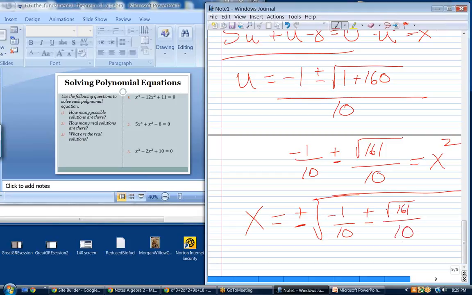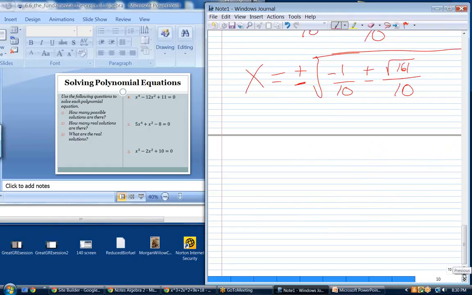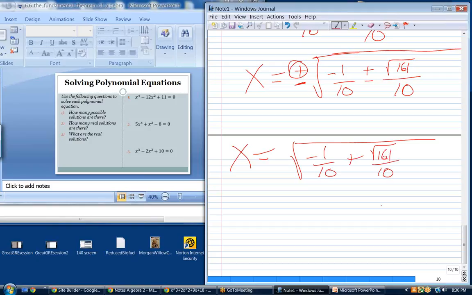How many answers do we have? 2. 4. 4. See why? Here's one answer. Because we have a plus and a minus to that. So one answer is the radical of minus 1/10 plus root 161 over 10. Another answer is minus that same quantity. That covers the plus or minus there.